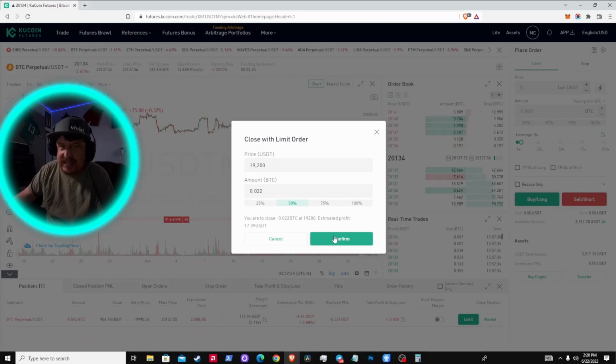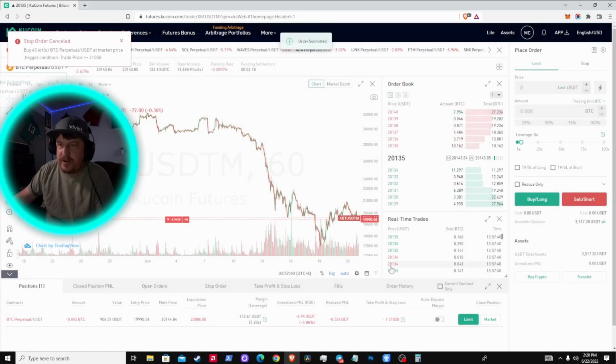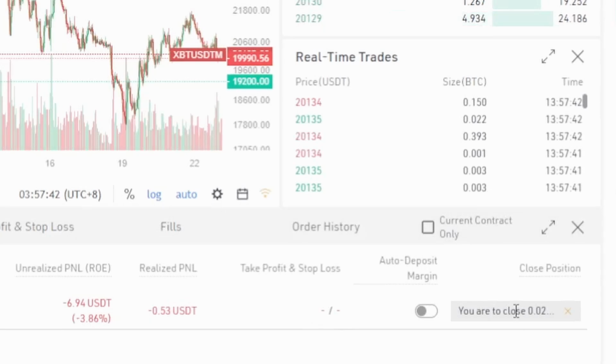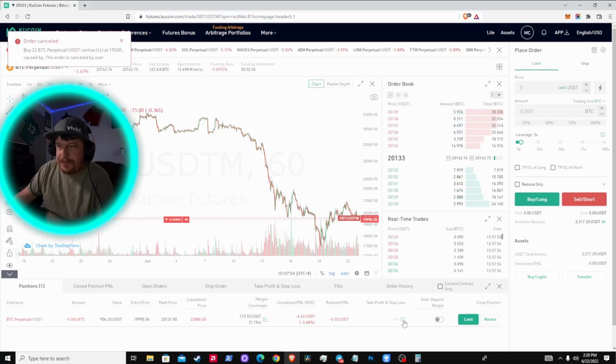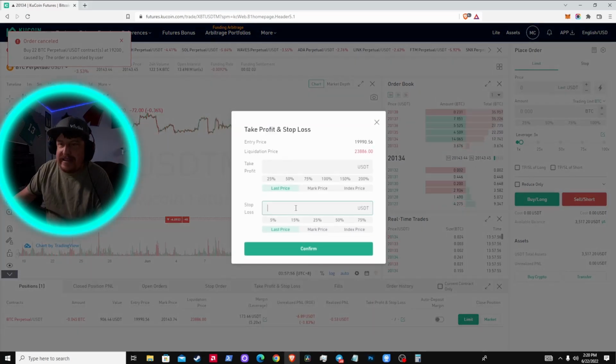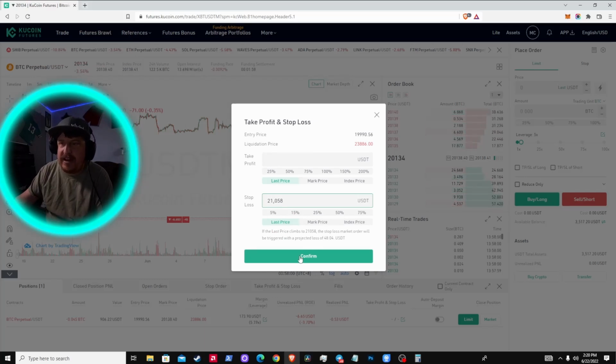Well, once I hit confirm, it pops up this other box that says I basically need to cancel my stop loss. So I hit OK, and now it took that away. Now it does show it's going to close half my position at 19,200. However, I think a stop loss is always the most important thing to have in place because you just never know what could happen with this volatile crypto market. So I'm going to cancel that now, go back in here and set my stop loss again, right? 21,058, tells me my estimated loss, and confirm.